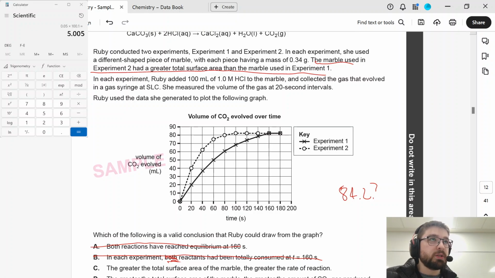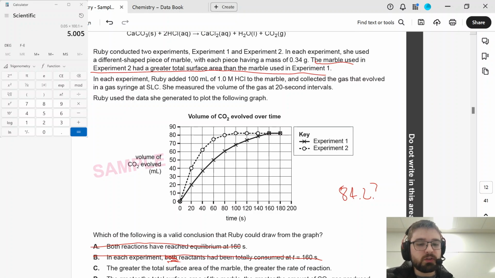Just an equilibrium doesn't mean the reaction has stopped. It means that the reaction's going both ways, and there is no more forward reaction. Because if there was still more forward reaction, the carbon dioxide would actually be still increasing, because the carbon dioxide leaves the reaction vessel. So this one actually just cannot reach equilibrium.